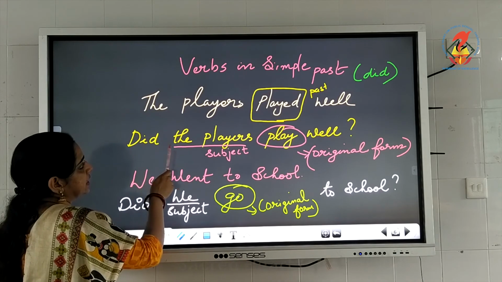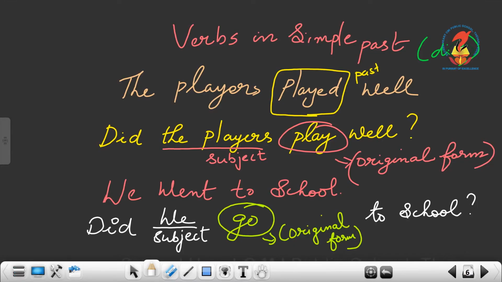See, did the players play well? Here the original form of the verb is used. What is the original form of the verb played? Play. Played is the past tense, play is the original form of the verb. So here we have used the original form of the verb in order to make it a question.